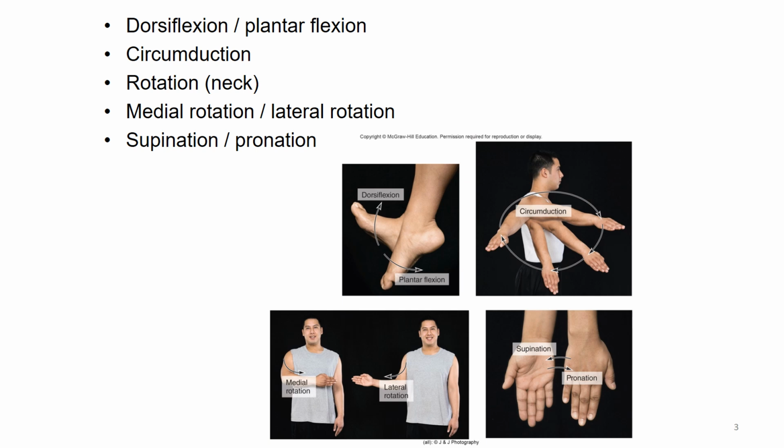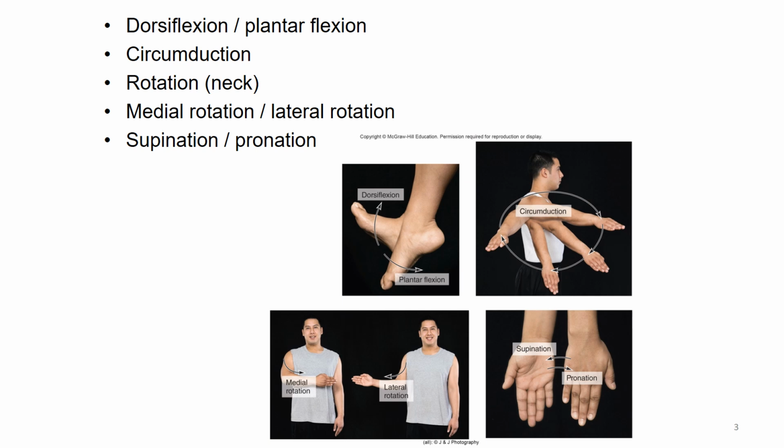Rotation, we do this with our neck, we're just rotating. You don't see this in a picture, but we know what that is. Medial rotation versus lateral rotation. Medial rotation is when you move your arm or your leg more towards the midline, more medially, rotate it. But lateral rotation is when you rotate outward, more laterally.